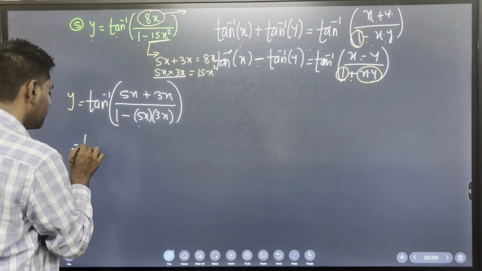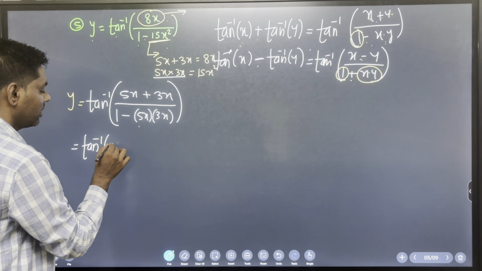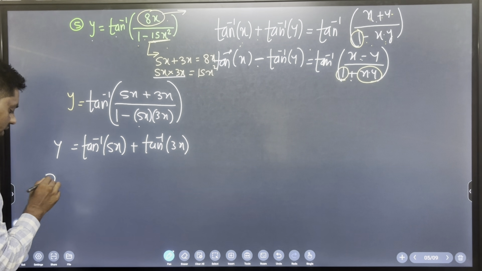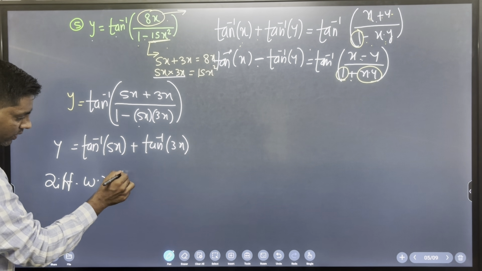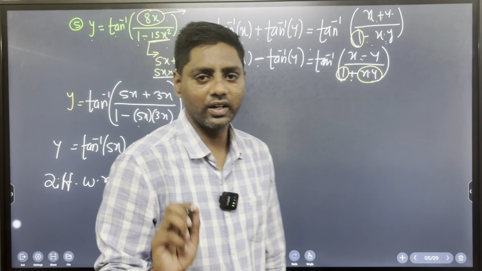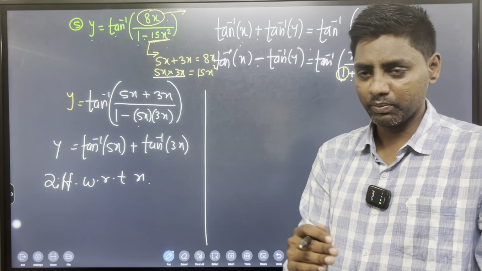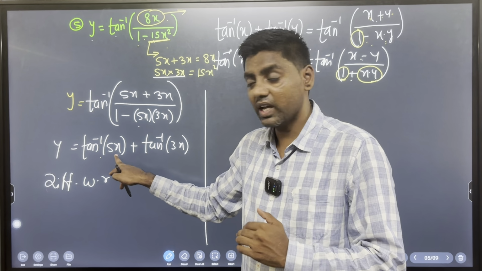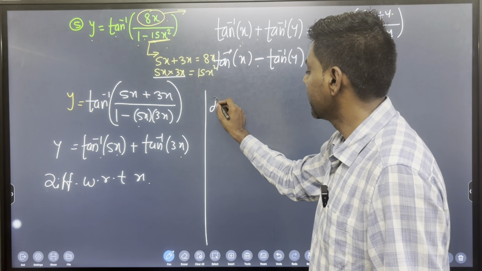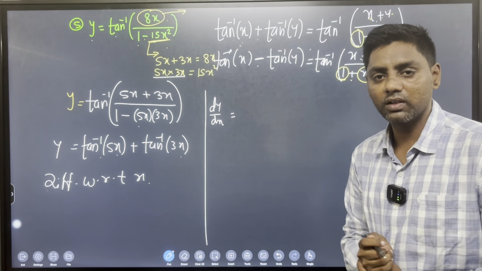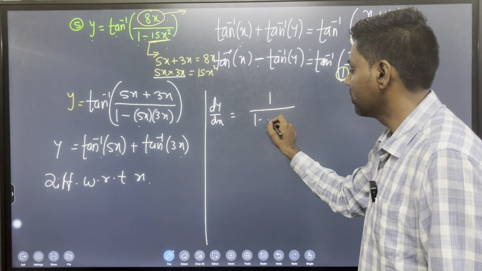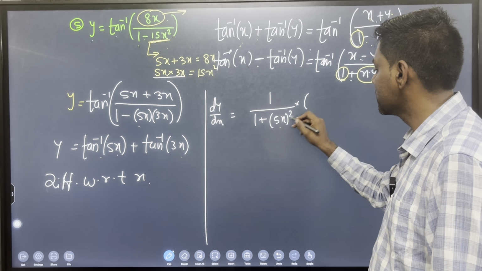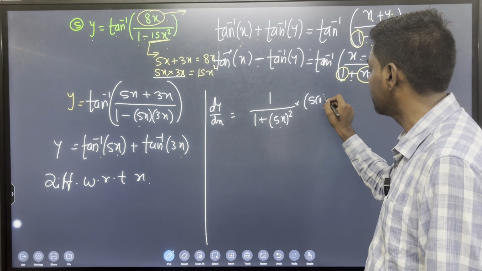So the answer of this, by applying the formula, is tan inverse of 5x plus tan inverse of 3x, and we differentiate with respect to x. After that, just take the derivative. And what is the derivative of this term? Before that, remember the derivative of tan inverse x is 1 upon 1 plus x square, and here x is 5x and here x is 3x. So we get dy by dx equal to, apply the formula. So applying the formula, 1 upon 1 plus 5x square into the derivative of that function, and the function is 5x, 5 is as it is, derivative of x is 1.